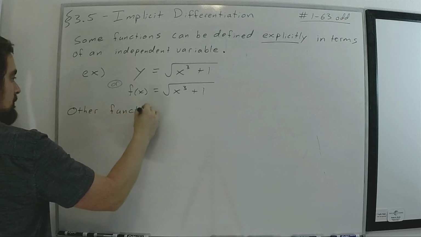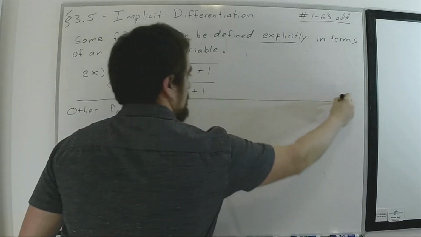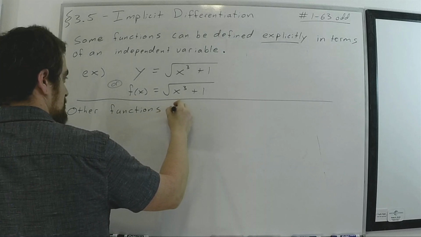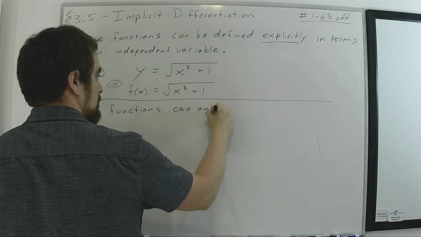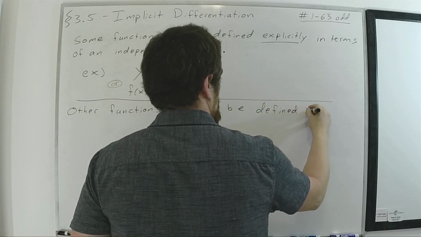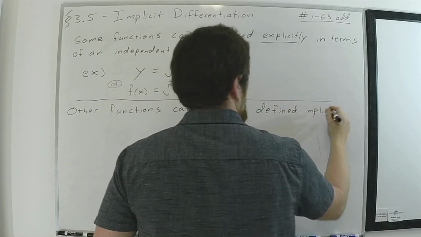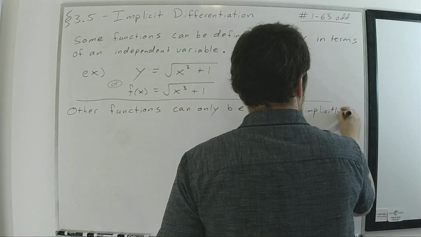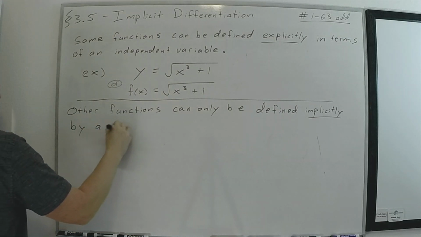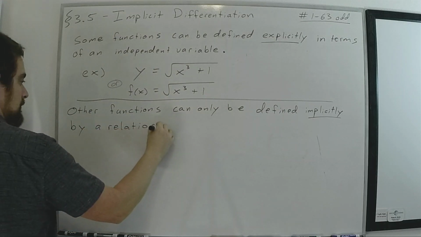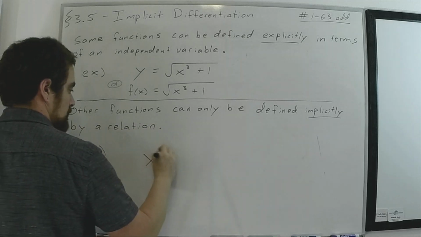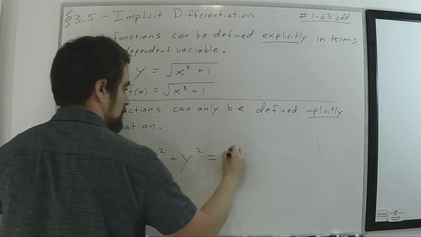But there are some things that we look at in math that are not given to us explicitly, but they are implied. So other functions can only be defined, what is known as implicitly, by a relation. And an example of that would be something like x squared plus y squared is equal to 4.